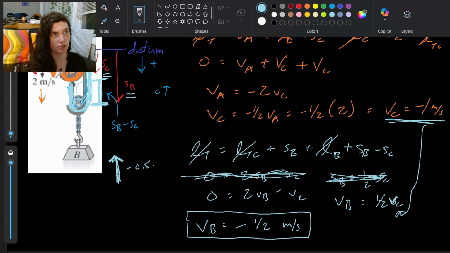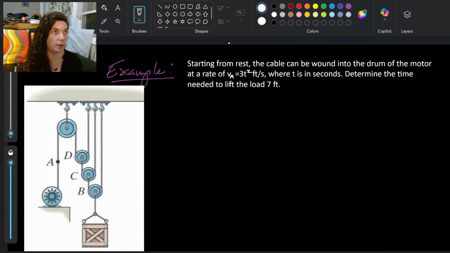Is negative 0.5 meters per second. Negative means it's rising. Let's go ahead and take a look at another example. In this example, we have a pulley system now that is interacting with a motor.